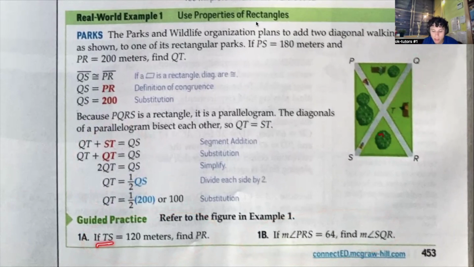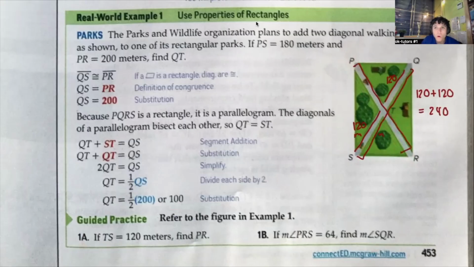It says if TS is 120, so TS equals 120. If TS is 120, PR is going to be double that, because if this is 120, this will also be 120. 120 plus 120 is 240. And if QS is 240, PR will also be 240. So PR equals 240 meters.